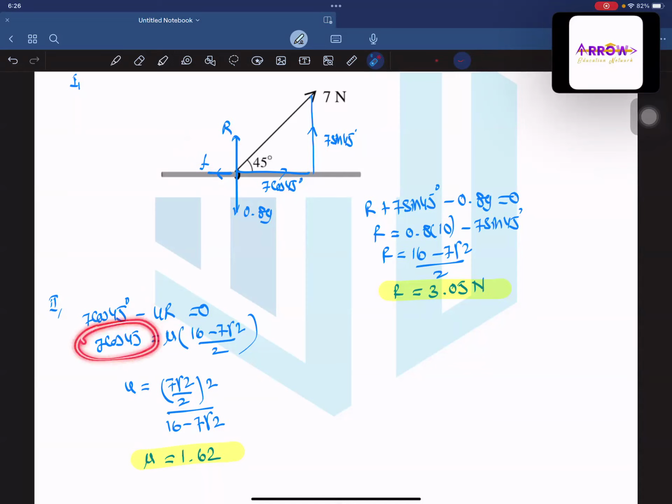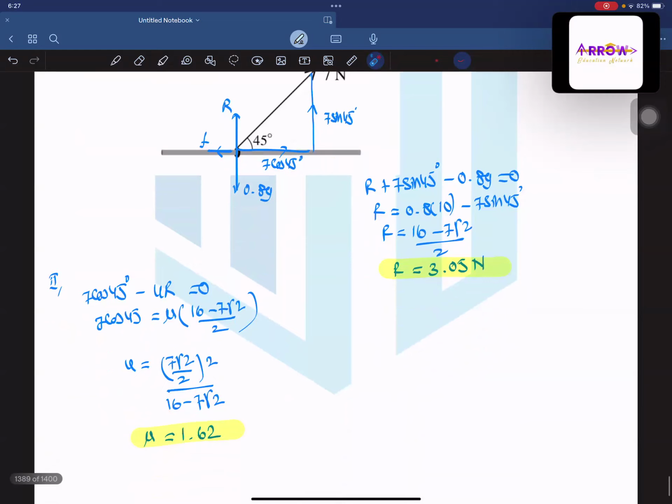So therefore 7 cos 45 is equal to mu times R, and in place of R I've mentioned the exact value, 16 minus 7 root 2 divided by 2, because I'm using the value of R in my further calculations. It's better to use the exact value in your further calculation so that you get the coefficient of friction a very accurate value as per correct to three significant figures. So basically we are just going to solve this equation. We are going to find the value of the coefficient of friction.